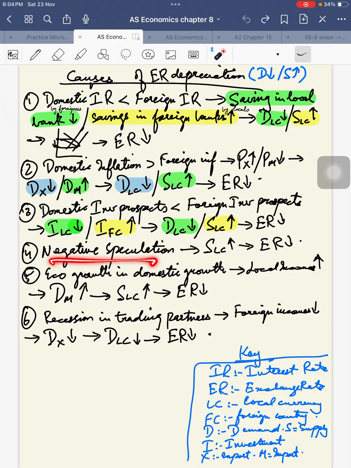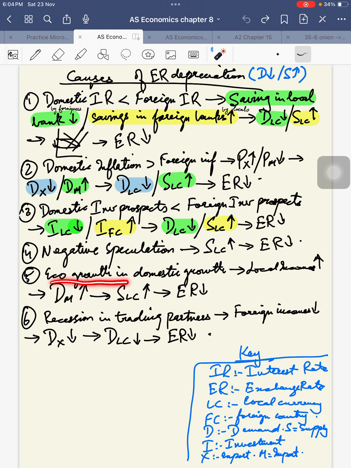Number 4, negative speculation. Meaning, we expect the value of our currency to fall in the near future, or we expect the value of the other currency to rise in the near future. What will we do? We will start to sell our currency for the other currency. Selling means the supply of the local currency will rise. As a result, the exchange rate will depreciate.